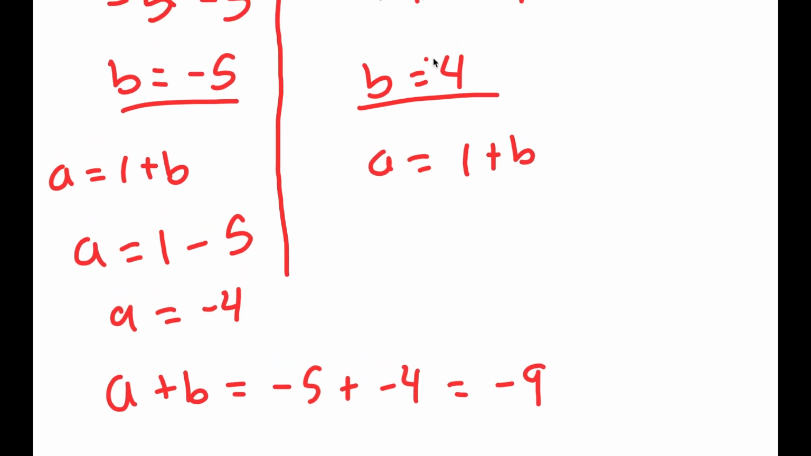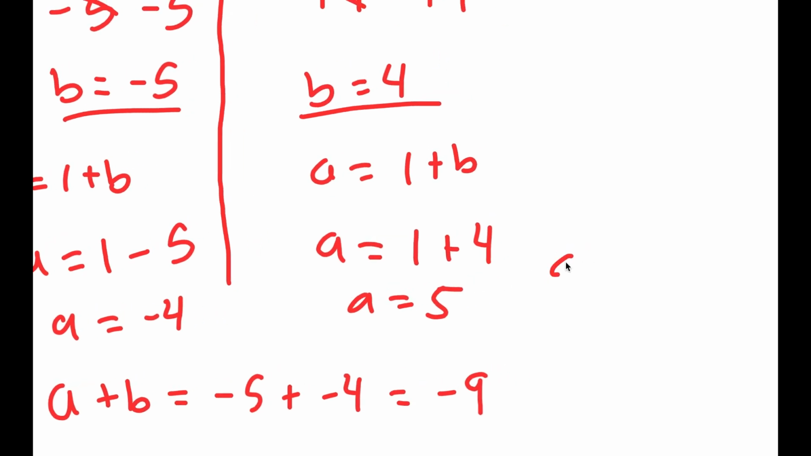And now in this case, b is equal to just positive 4. So I get a is equal to 1 plus 4, and a is equal to 5. So a plus b would equal 5 plus 4, which is positive 9.